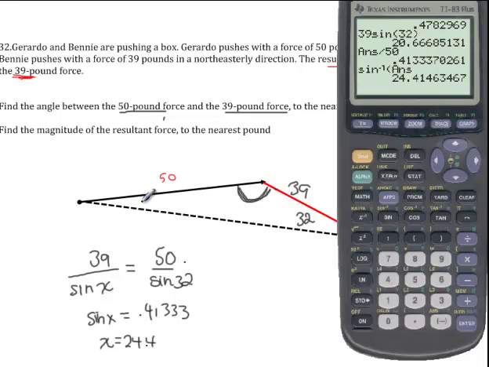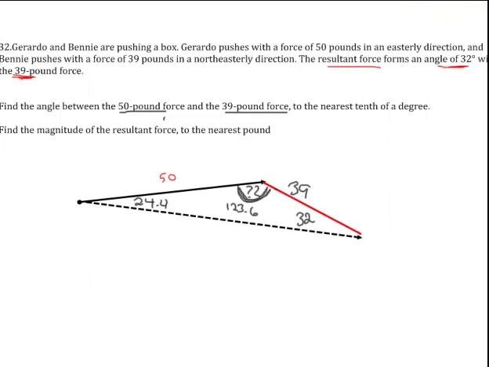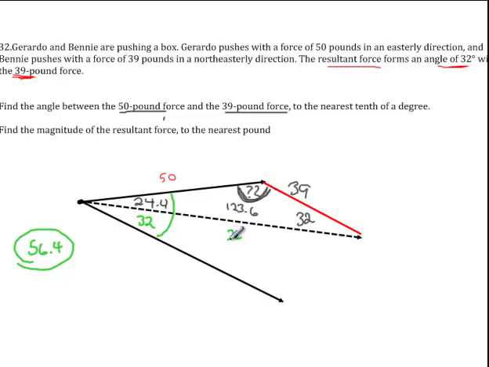But guess what? That wasn't the angle we were looking for. We found this angle right here. How do I find this one? Well, that's right, just subtract it from 180. 180 minus 24.4 minus 32 gets me 123.6. Now technically, we wanted this angle right here because that was the angle they talked about. So this is 56.4.